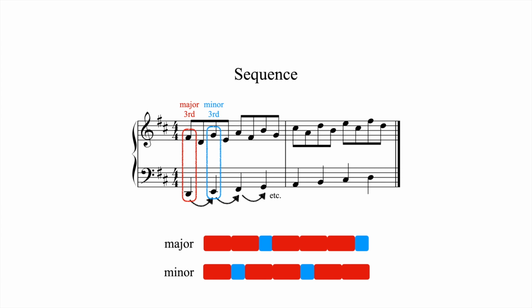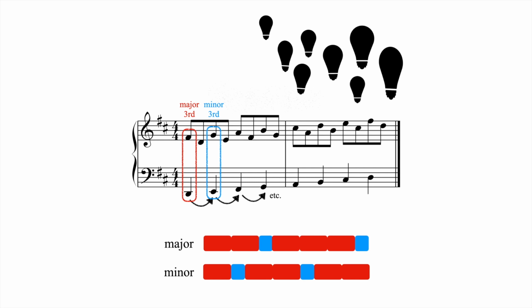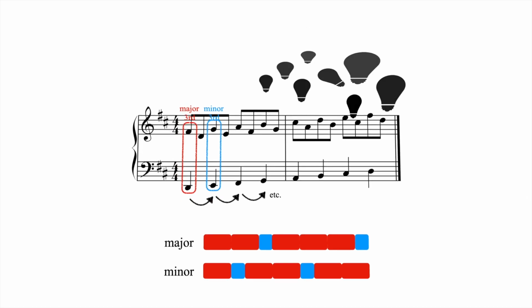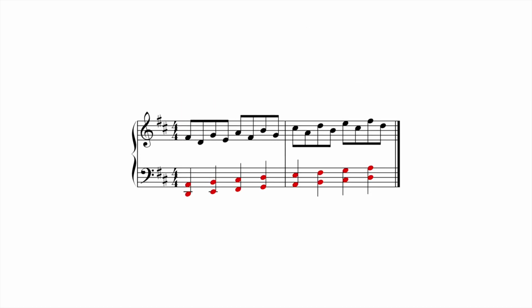A sequence is a simple way to develop an idea, and indeed, it's often to be found in the development section of sonata forms. But our very first example was pretty simplistic, and if we do it in more than two parts, it very easily leads to parallels like this.